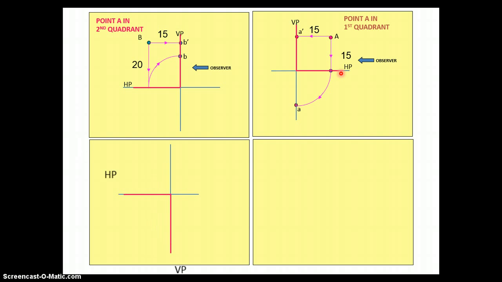Then the third quadrant. Point C lies in the third quadrant. Here also assume that the vertical plane is transparent, and the blue arrow direction is the observation direction. So this is the projection of point C dash from the arrow direction, C dash, and this is the point C, the projection in the top view.